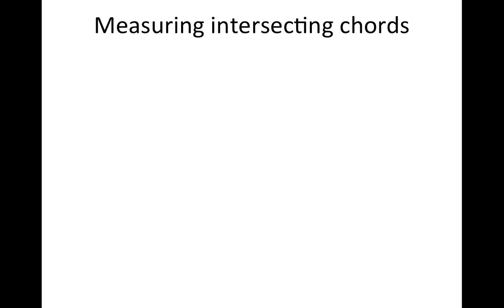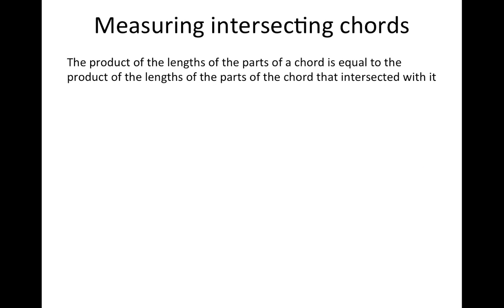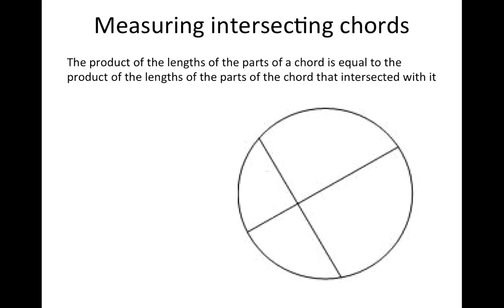Now we're going to talk about how to measure intersecting chords. And what we determine is that the product of the lengths of the parts of a chord is equal to the product of the lengths of the parts of the chord that intersected with it. Wow, what does that mean? Well, here's an example of a circle where I've drawn 2 chords. I'm going to label those parts A and B on one chord, and C and D on the other chord. And all this means is that if I take the product of the first chord, AB, it's going to be the product of the second chord, DC. So AB equals CD.